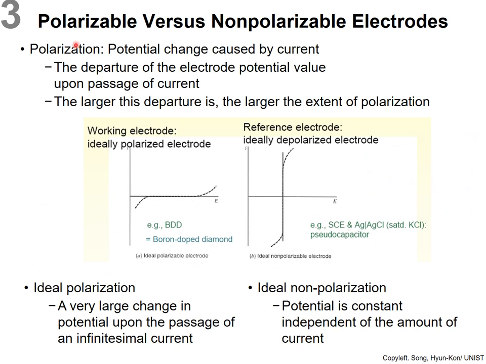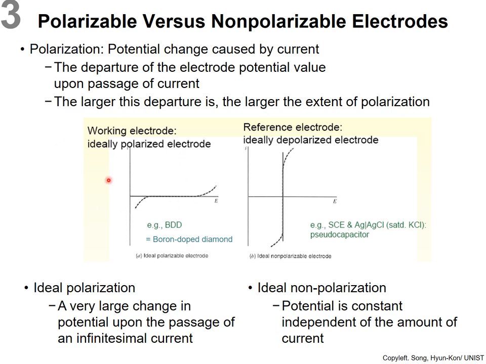Let me introduce the concept of polarization. Here are the polarizable electrodes versus non-polarizable electrodes. So what is polarization? Polarization is the potential change caused by current, or the departure of the electrode potential value, which has the same meaning as potential change, upon passage of current. The larger this departure or potential change is, the larger the extent of polarization.